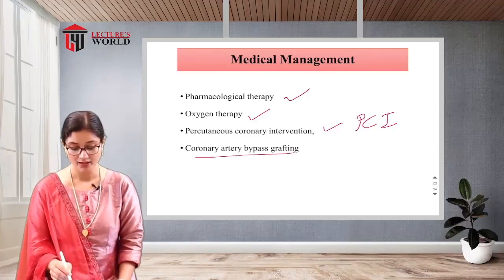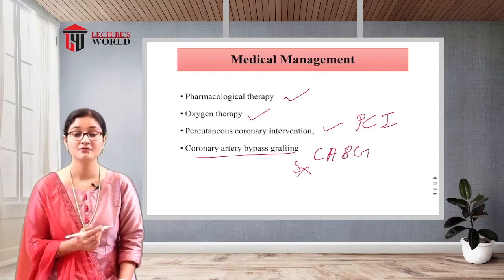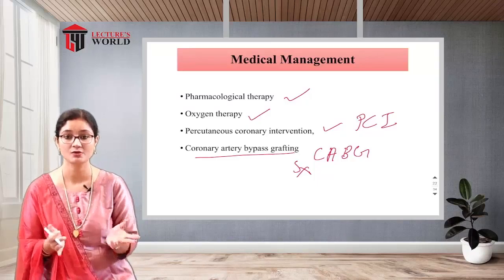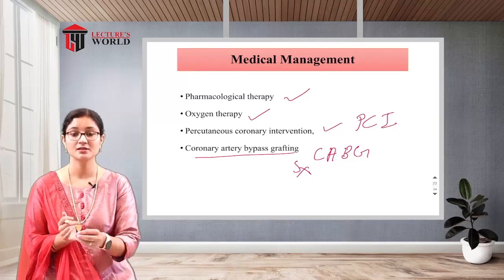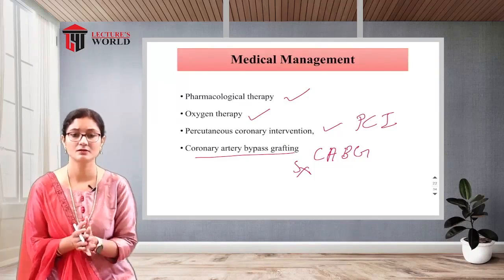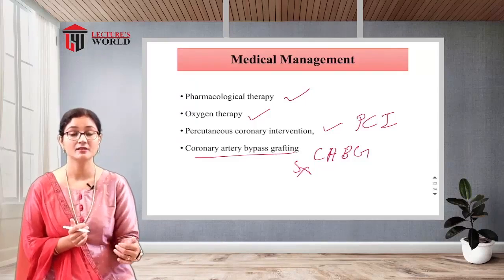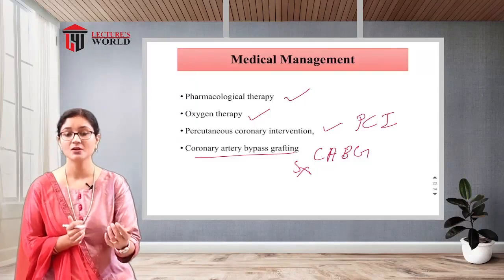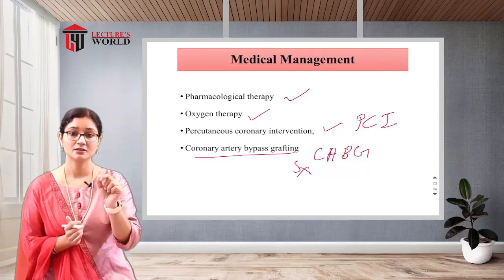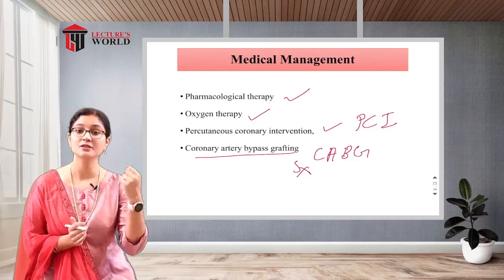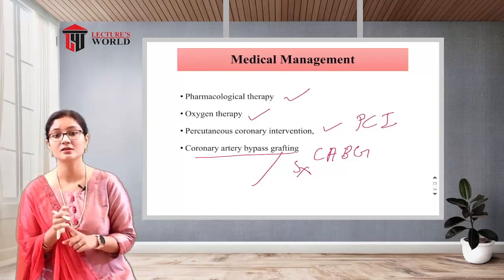Then coronary artery bypass grafting, CABG surgery. This is a surgery which will be done if PCI is not possible for the person, or the percentage of blockage in the arteries is high, then we don't go for PCI or angioplasty. We directly move on to coronary artery bypass grafting. What you mean by this is, we try to use some graft. Now what is a graft? You know, we will be using an artery or a vein.